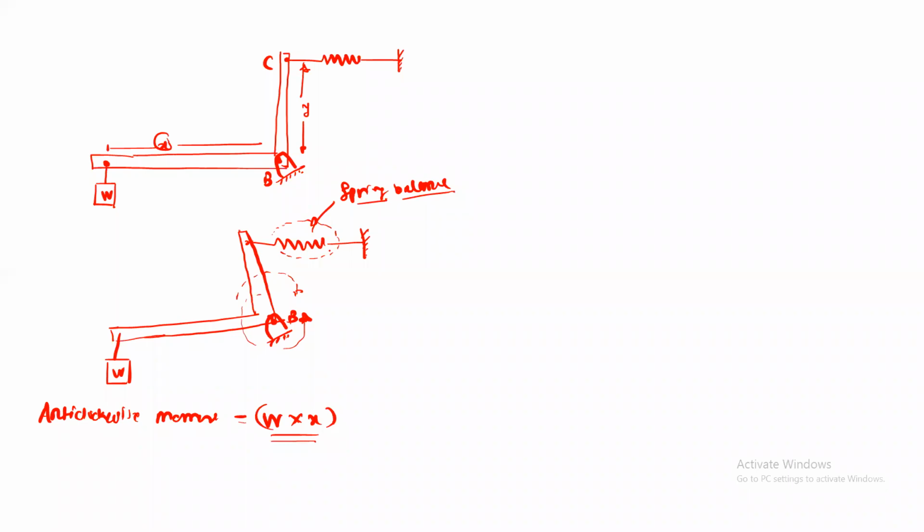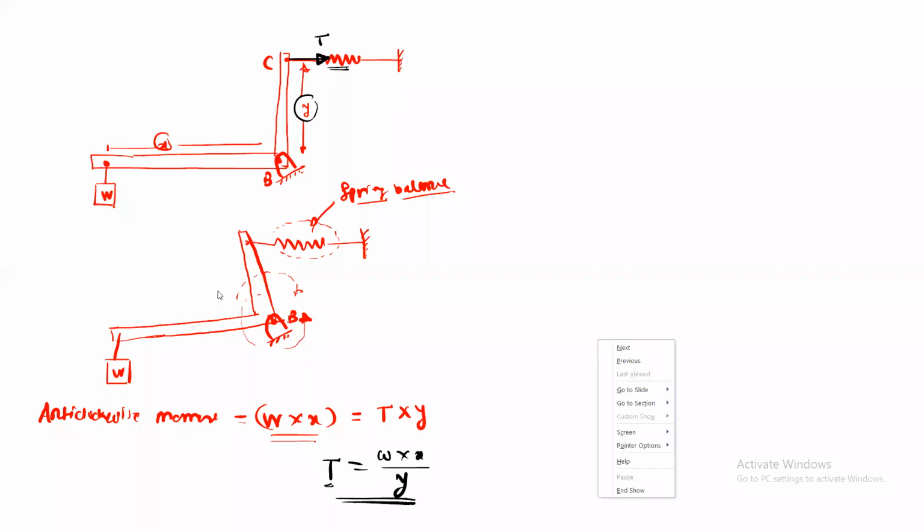So how much tension should we create? This tension we can find out by using the principle of moments. So this is T into Y. That tension T will be the spring tension in the spring balance, acting at the distance Y. So T into Y, and T is equal to W into X divided by Y. Experimentally, this tension T is adjusted by using a screw and nut arrangement.